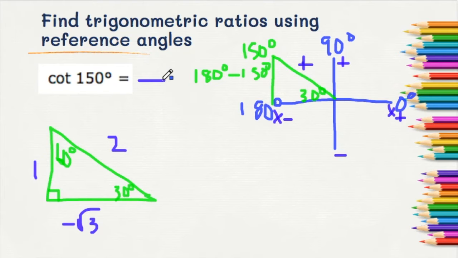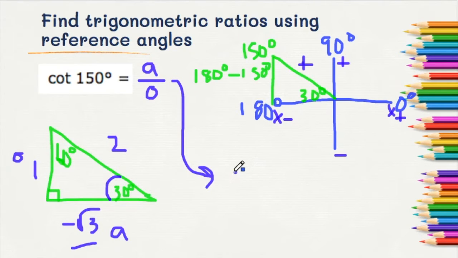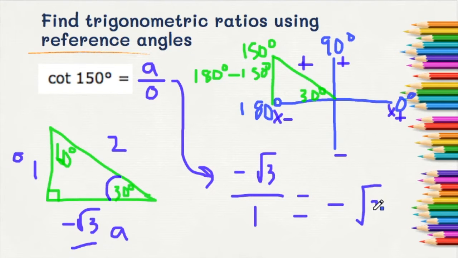It is cotangent of 150. What is cotangent? Cotangent is adjacent divided by opposite. So the adjacent side to 30 degrees is negative root 3, and the opposite side is 1. So A divided by O is negative root 3 divided by 1. And anytime you divide by 1, it's just whatever it is, so our answer is just negative root 3.